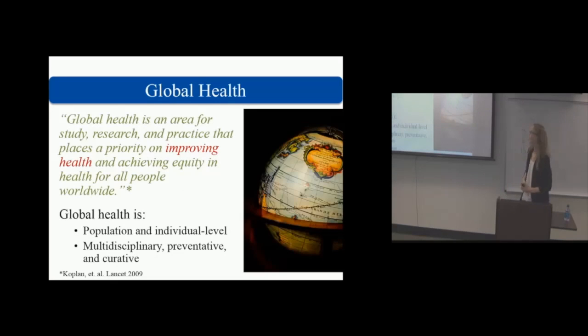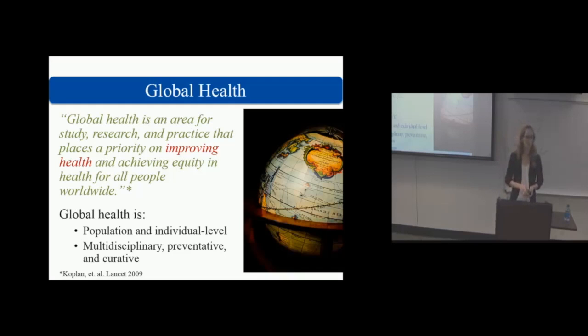So to start out with global health, this is the Lancet paper from 2009 that Dr. Merson has been a part of: an area for study, research, and practice that places a priority both on improving health and achieving equity in health for all people worldwide. So at its core, global health is broad, right? It has levels both at the population and the individual level. It's multidisciplinary, it's preventative, it's curative, it's very large.